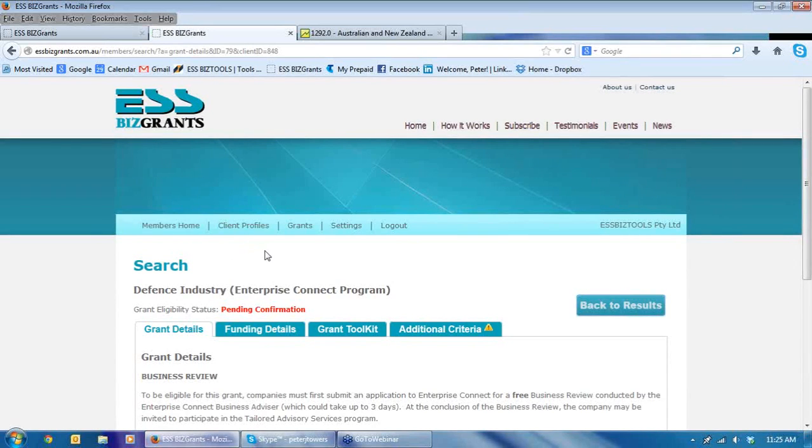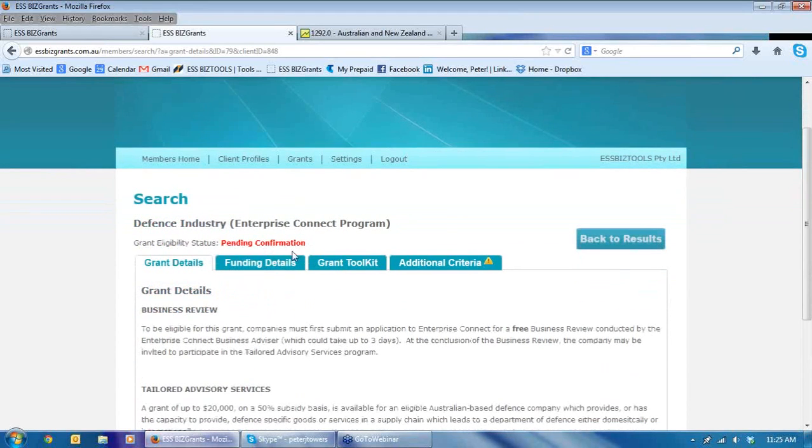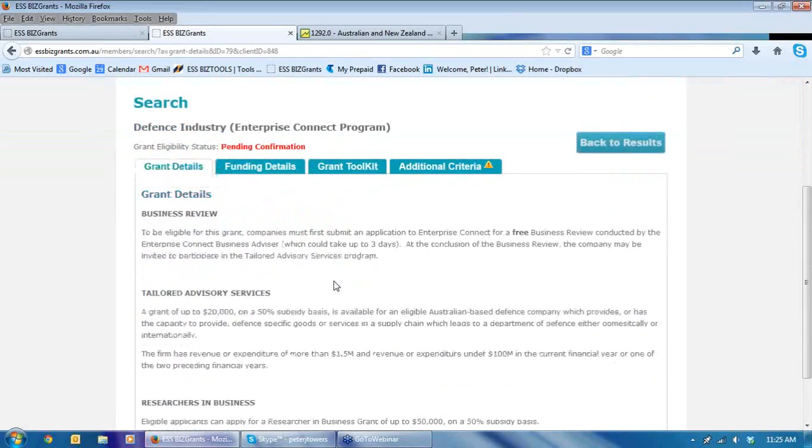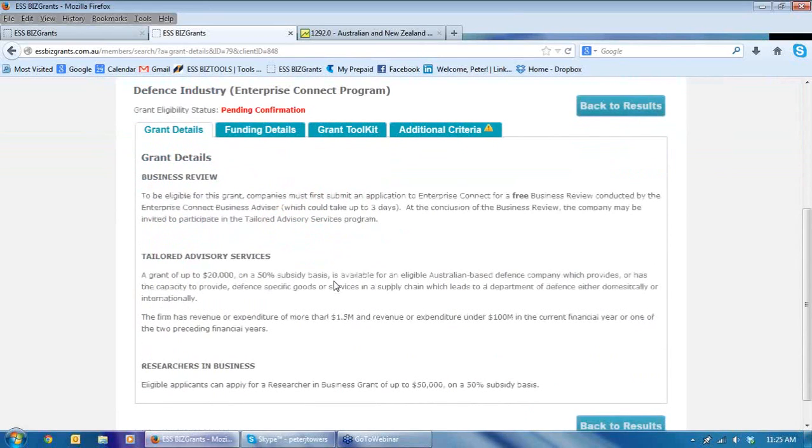Now, I've already gone through and selected about 10 or 11 of these grants in a previous demonstration using this client. So if you don't mind, we'll just pick a grant so you can see how the system works. This is a manufacturing business that we've picked in the defence industry, so it's an Enterprise Connect program. When you click onto the name of the grant, you get the detailed synopsis of what this grant's about.